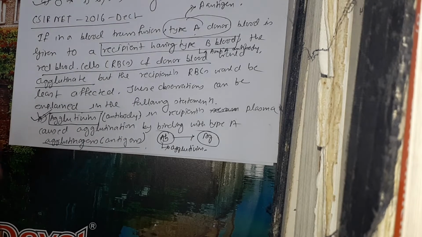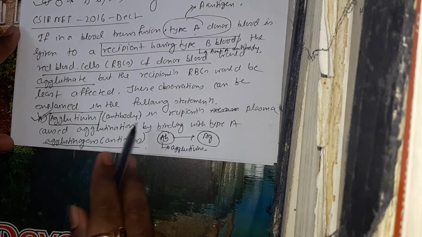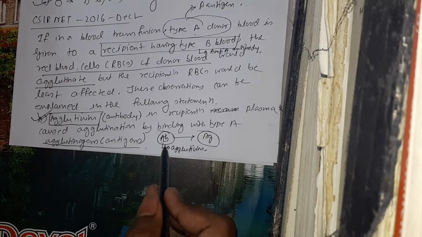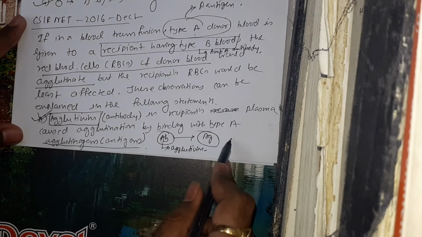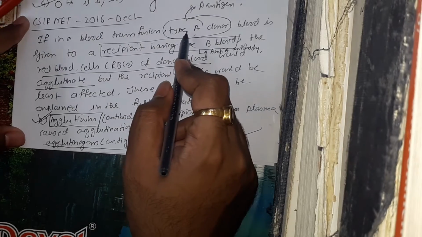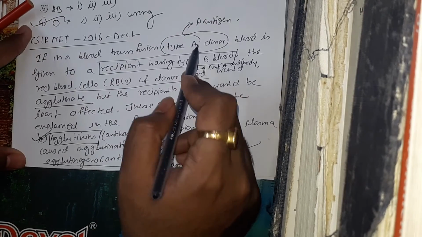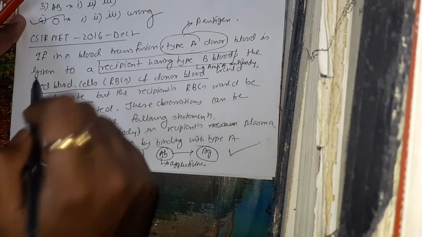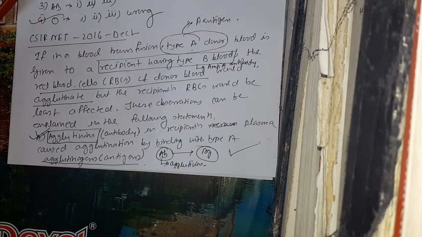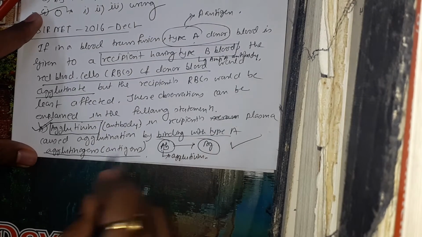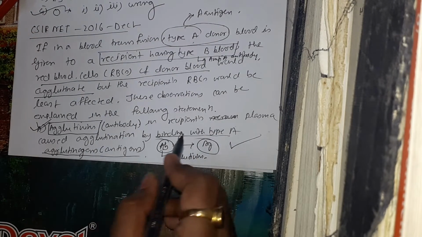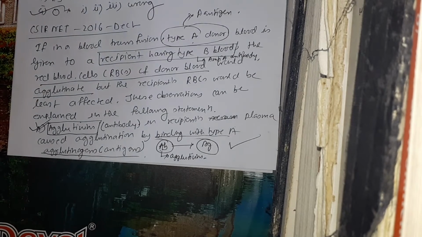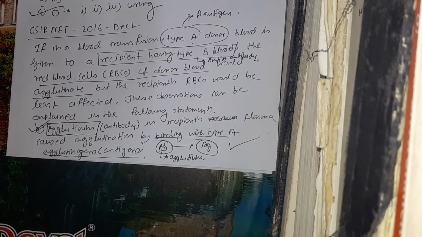So they simply tell us that agglutinin, that is the antibody in recipient's plasma, causes agglutination by binding with type A agglutinogens. So this is absolutely correct, as the donor blood group has type A. That means they have A antigen on the surface of themselves. So that is the reason why type A antigen should be agglutinated with the help of recipient plasma. Now let's move to the next one.